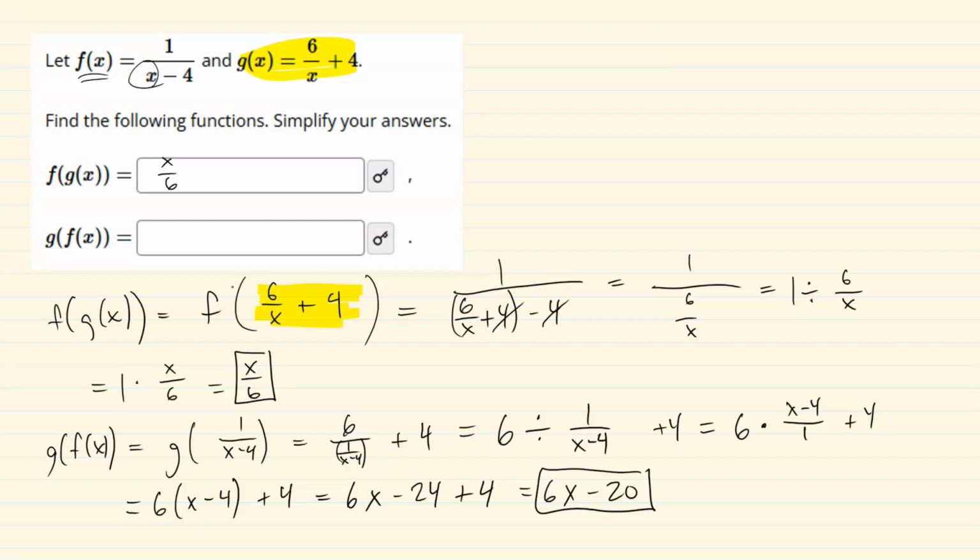Okay, interesting. We're still dealing with the same functions f and g, but when you reverse the composition, doing f of g of x and then g of f of x, the functions look completely different. So just be careful. Do not expect your final solutions to be exactly the same if you're dealing with f of g of x and g of f of x with the same functions. Just trust your math and do one step at a time, and you'll find your solution.